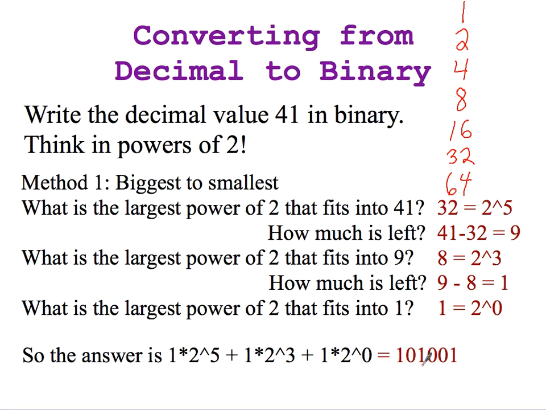So we put in a 1. And that leaves us with 1 left over. 9 minus 8, there's 1 left over. Well, what's the next power of 2 that holds 1? Well, clearly 1 is 2 to the 0. So there are no 4's, no 2's, and a 1. And so this is our binary answer.